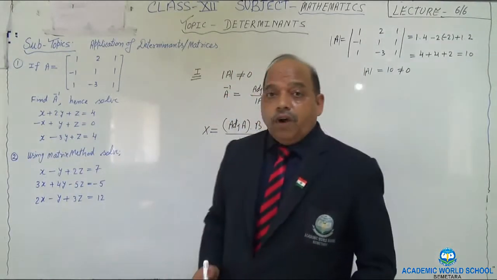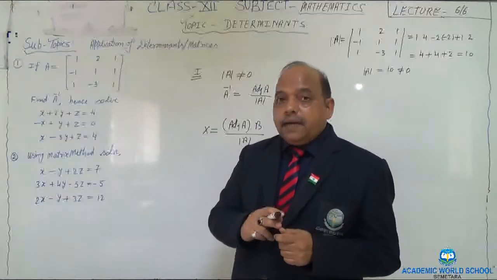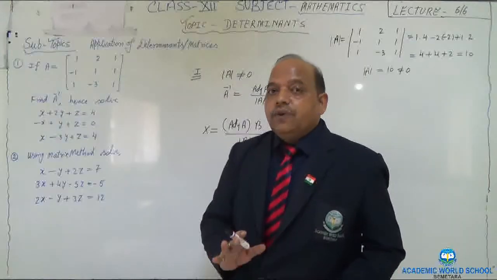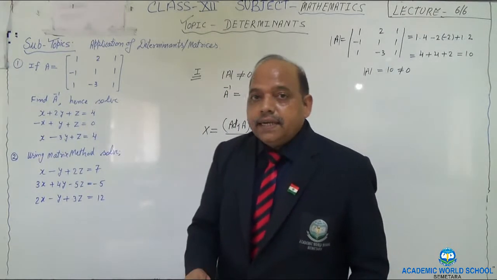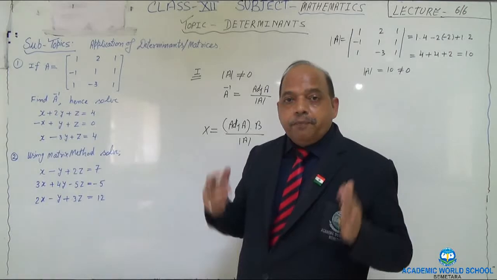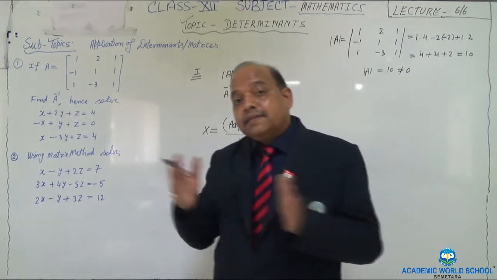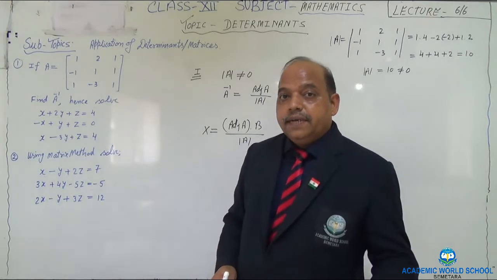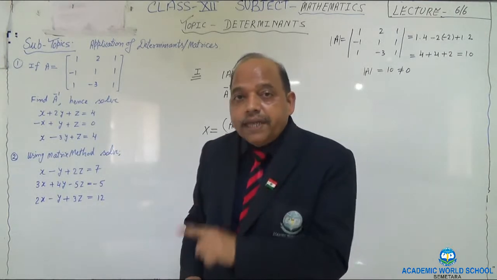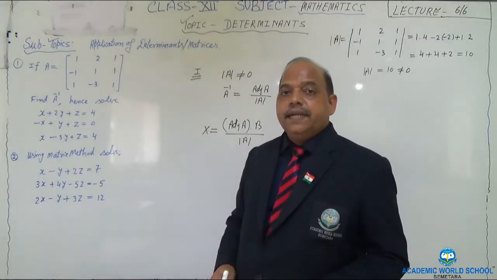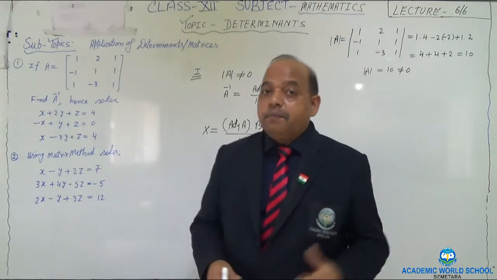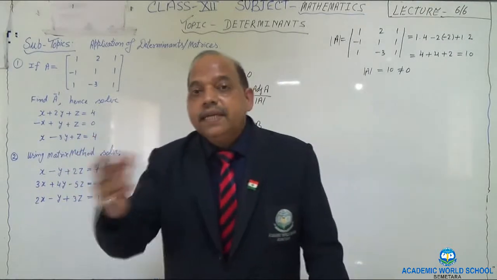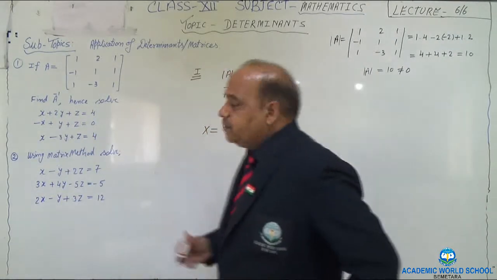So for that, what are you supposed to do? Step 1, get the value of the corresponding determinant. Second step, now we need to prepare the cofactors matrix. We'll take the transpose of that, which will give you the adjoint. And after getting the adjoint, we will divide it by the value of the corresponding determinant. That stands for the inverse of the matrix. Let's do that.